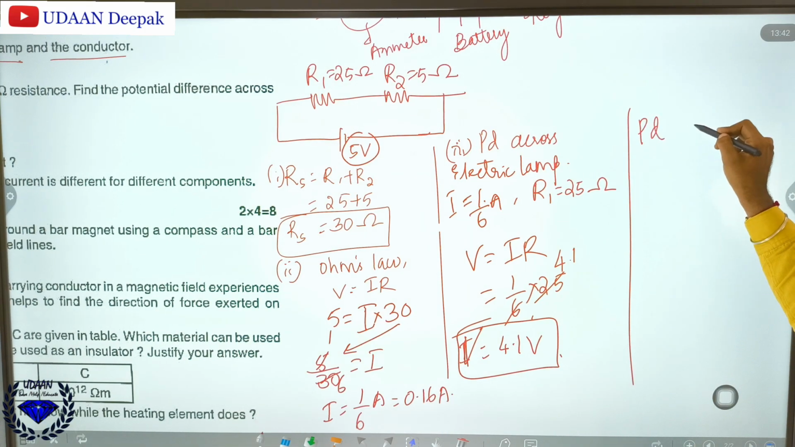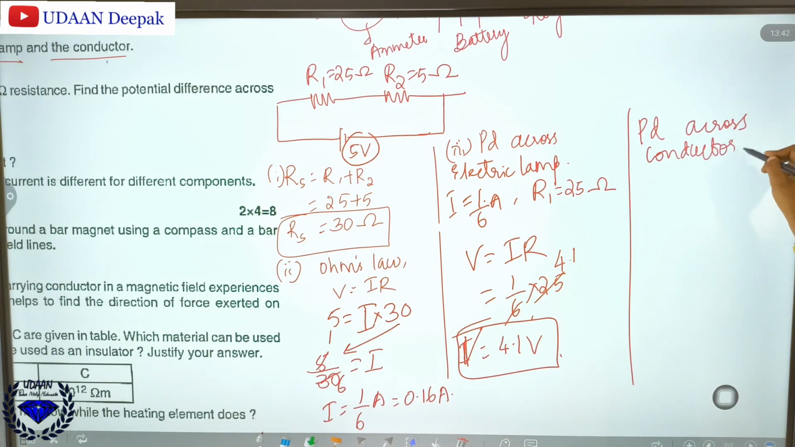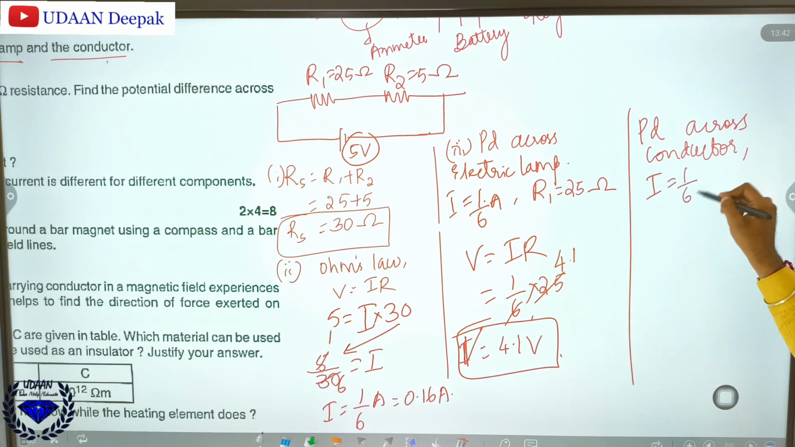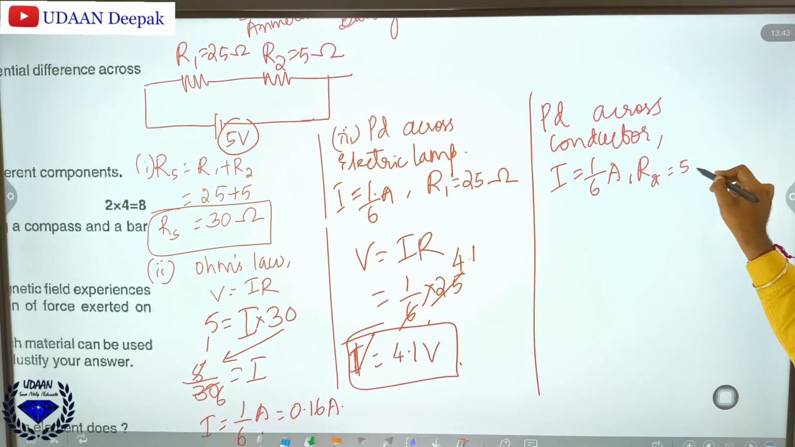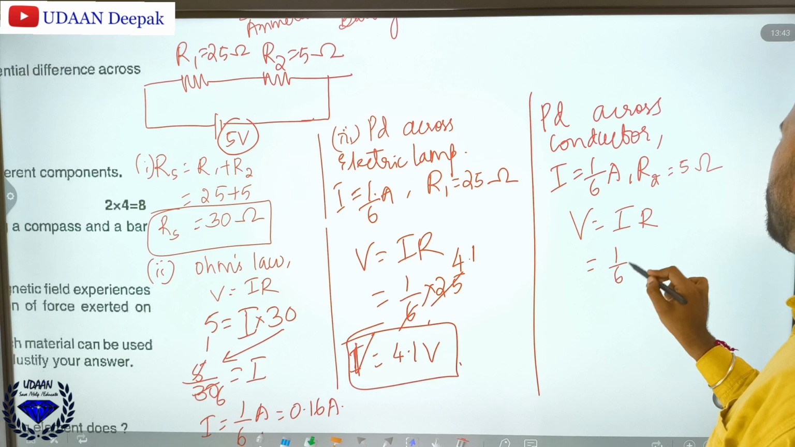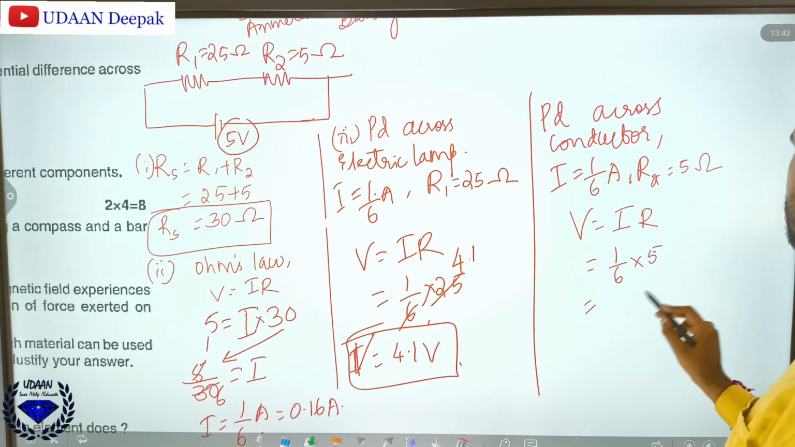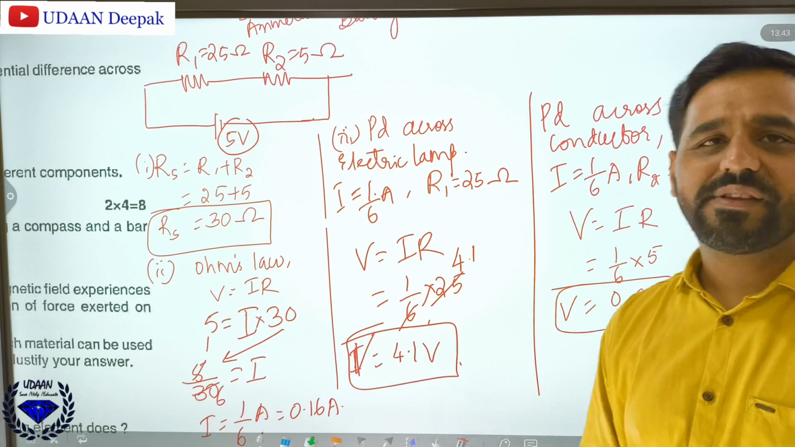So the potential difference across the conductor. The current will not change because in series current remains the same, but the resistance R2 is 5 ohm. So here voltage is I into R. I is 1 by 6, R is 5. So it is 5 by 6, 0.9 volt. So this is how you should find the entire sum.